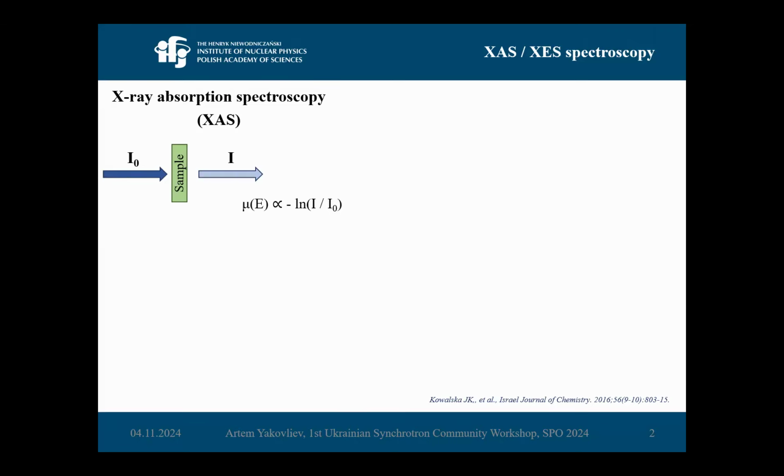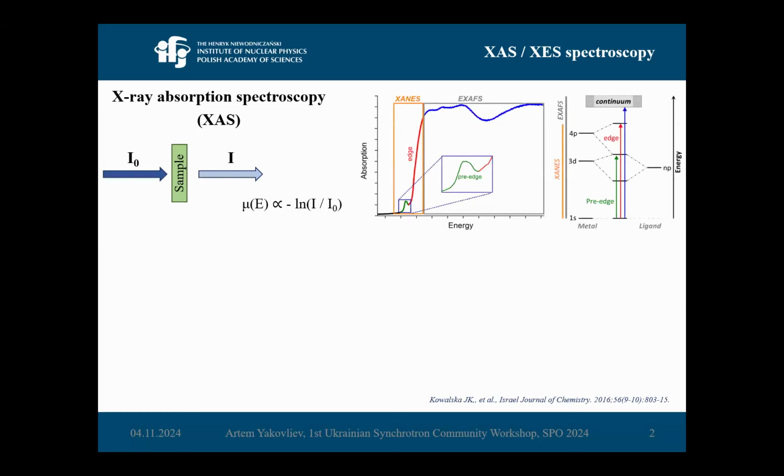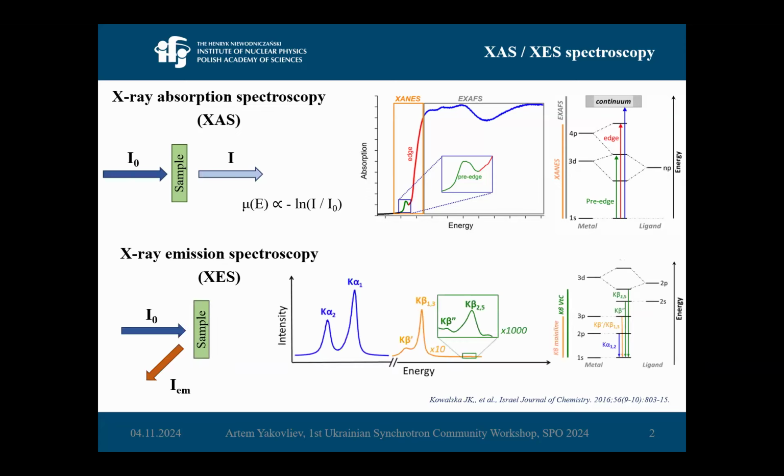So in XAS, we measure the spectra transmitted through the sample, and it is usually divided into the so-called XANES and EXAFS parts, X-ray absorption near-edge spectroscopy and fine structure spectroscopy. And in the emission spectroscopy, we are measuring the spectrum of the X-rays emitted from the sample after excitation. We get the lines. Here are shown K alpha and K beta, and usually K beta lines are the most interesting for us from the chemical point of view.